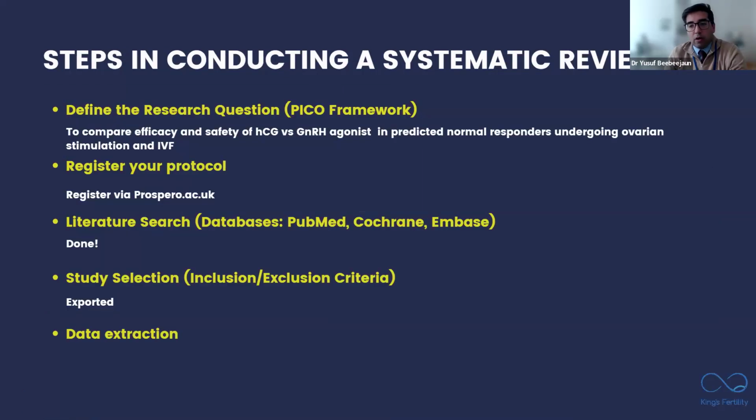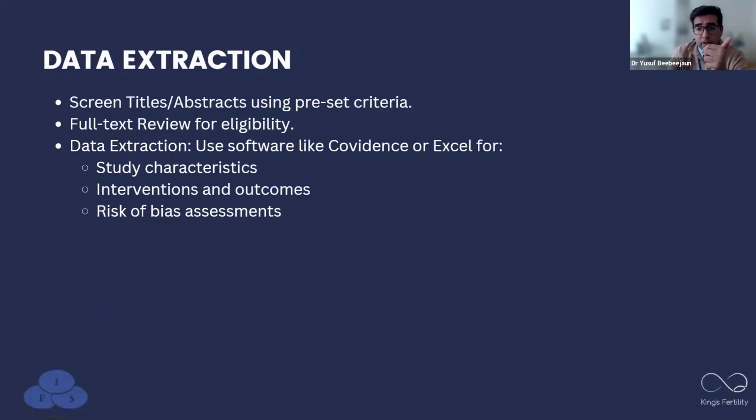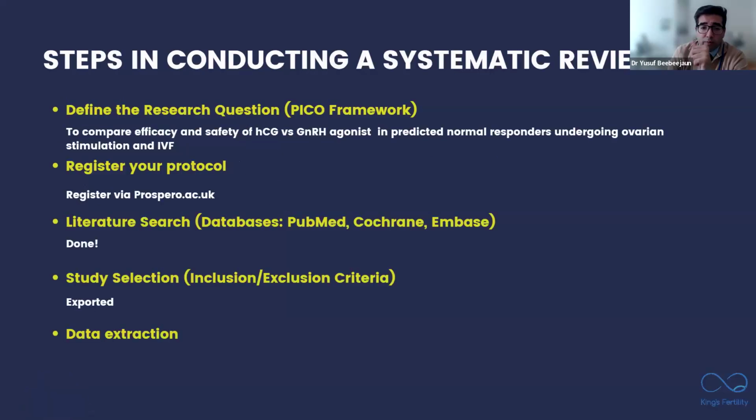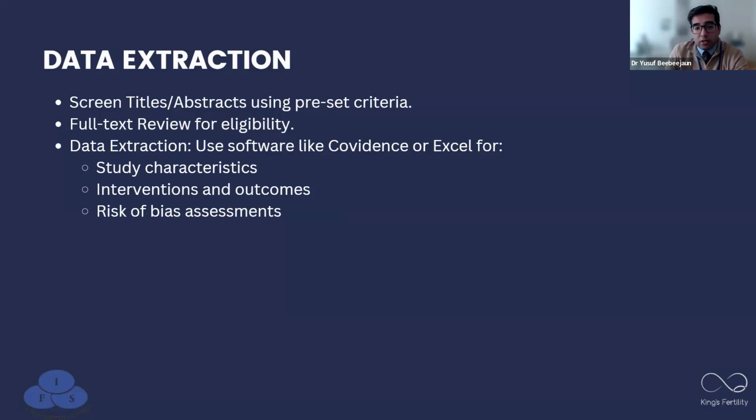So we export all our manuscripts or abstracts to this Rayyan portal, and then you start screening them. The way you screen them, you literally swipe right and left as if you're on Tinder or something. If you like a manuscript, you swipe right. If you don't like it, you swipe left. And eventually you end up with a pool of papers that are of interest to you. And then we go ahead and do data extraction.